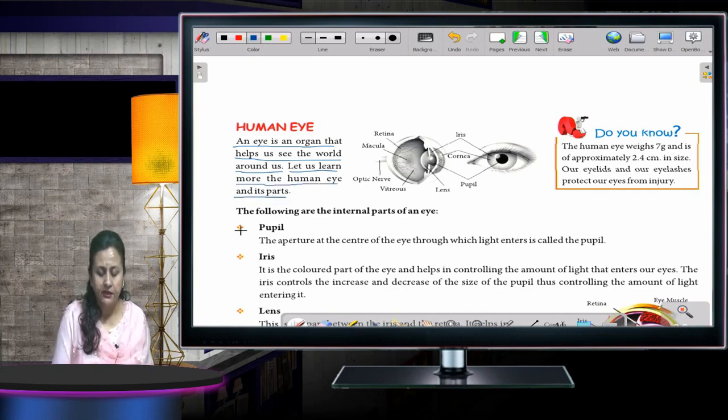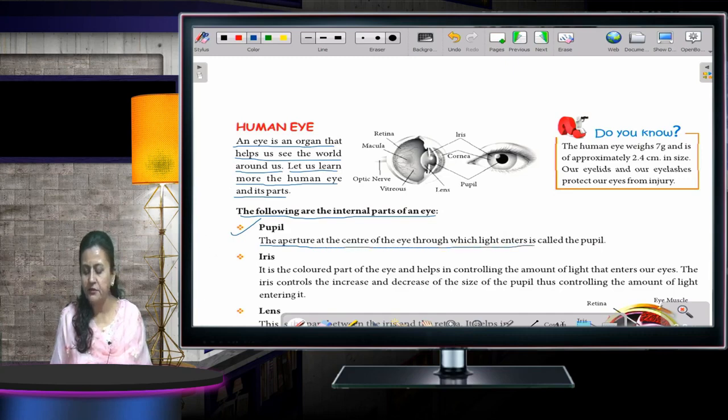First, the following are the internal parts of an eye. First is pupil. The aperture at the center of the eye through which light enters is called the pupil. You have seen this eye, and this dark part you can see over here is called pupil. Through it only the light enters the eye.